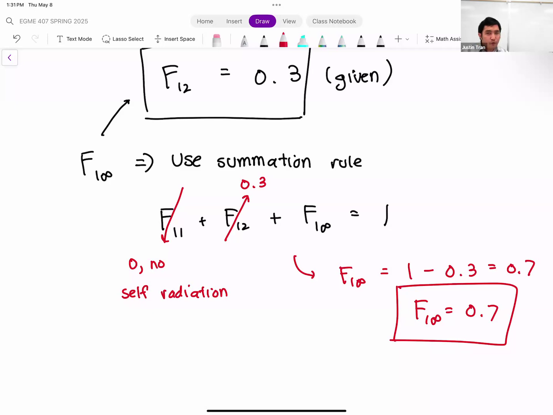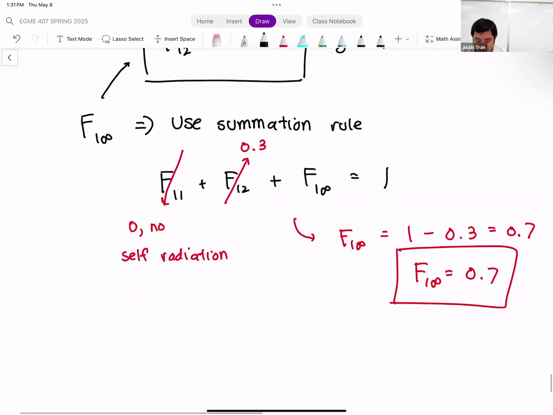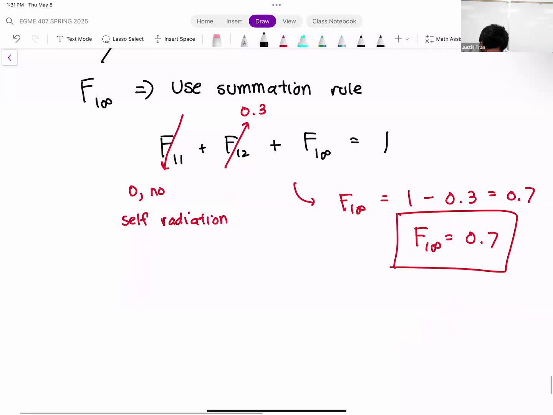All right, so that's the second view factor that we need for the problem. The last one that we need is F2 infinity. That one's going to be a little bit trickier, but we're still going to use the same principles here. Any questions on how we got these view factors so far? Okay, good. So last one we have here is F2 infinity.